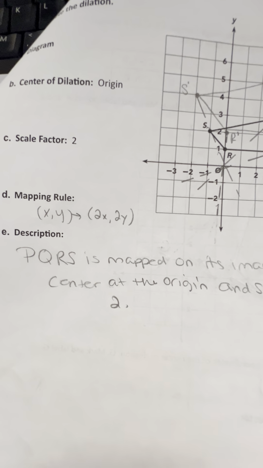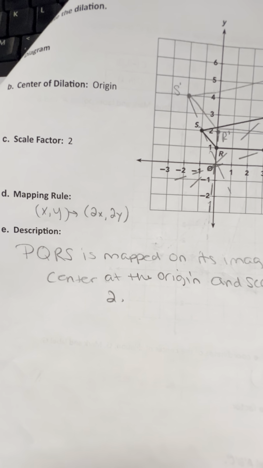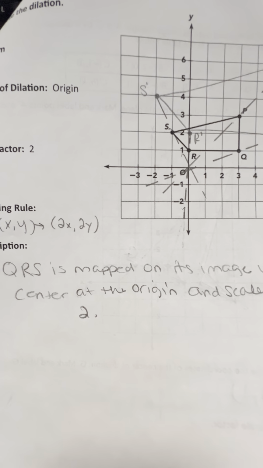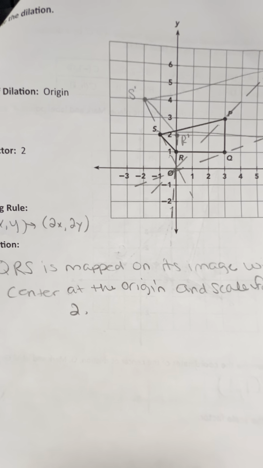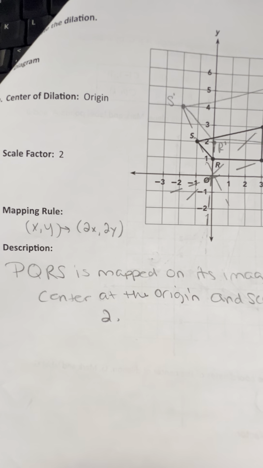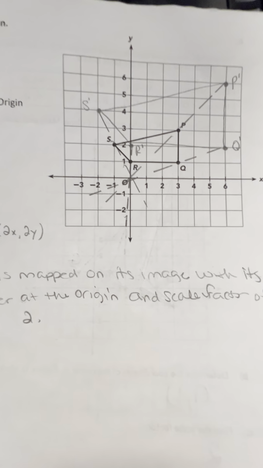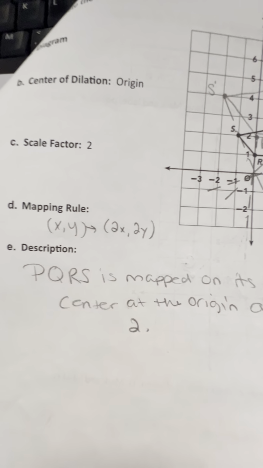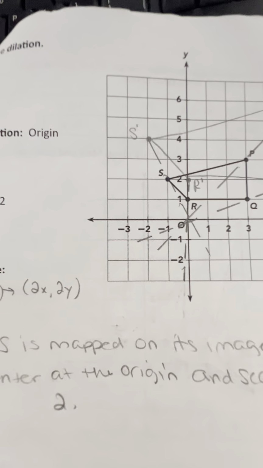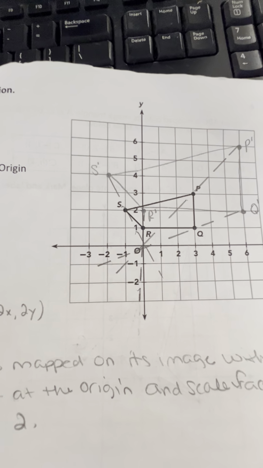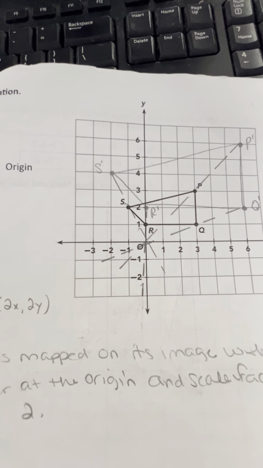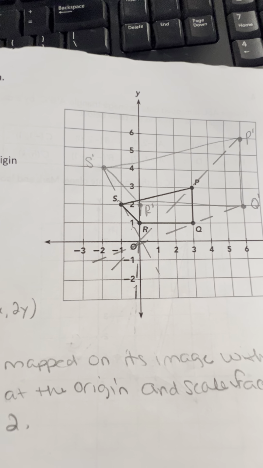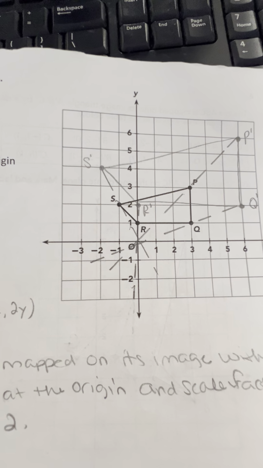And as you can see in my description here, this is quadrilateral PQRS, which is mapped on the image with its center of dilation. Oh, I didn't write that right. The center of dilation is at the origin, and it has a scale factor or a dilation of 2. That's really how you should write it. You should write this out as a dilation of, I guess, PQRS is dilated by 2, and it is mapped out with a center of dilation at the origin.